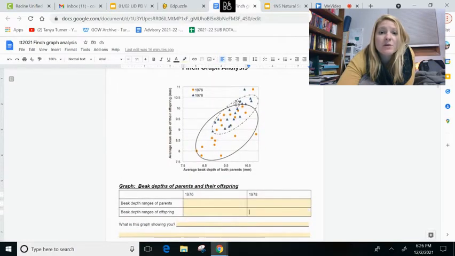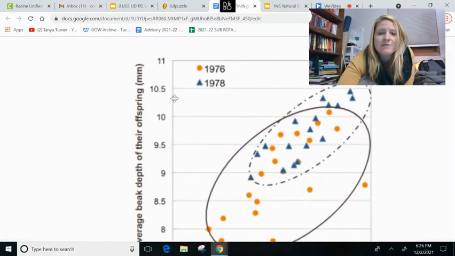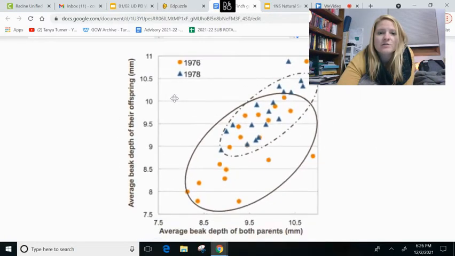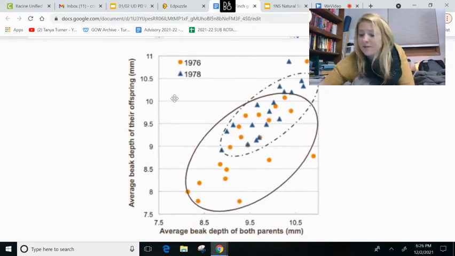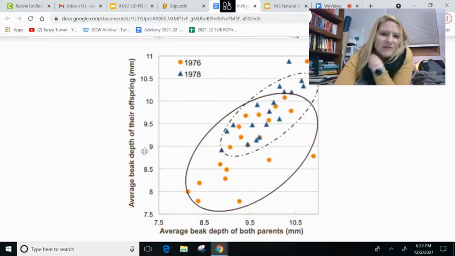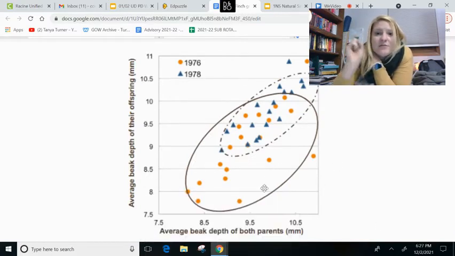So since we are not remote any longer and we are in person, we're going to take a look at this graph first. The first graph we want to look at is on page number 126. So here we have the average beak depth of the offspring, or the babies, in millimeters. So this is all the babies on the y-axis, and then on the x-axis, the bottom one, is the average beak depth of both parents, so the mom and the dad. And then the circles all represent the year of 1976, and the triangles represent just the year of 1978.